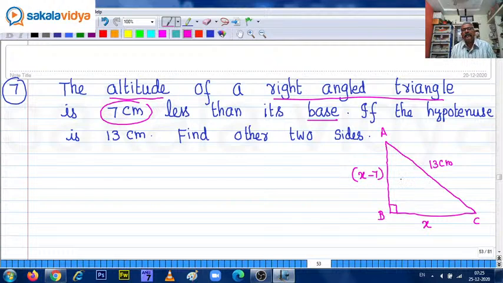So what do we know? In a right angle triangle, we know the Pythagoras theorem. We need to apply the Pythagoras theorem or Bhaudhayan theorem. That means hypotenuse square is equal to side square plus side square. AC square is equal to AB square plus BC square. x square plus (x minus 7) whole square is equal to 13 square. If you simplify, you will get a quadratic equation. Solve it, you get the x value. After getting the x value, from x subtract 7 so that we get the other two sides. So let us solve it now.